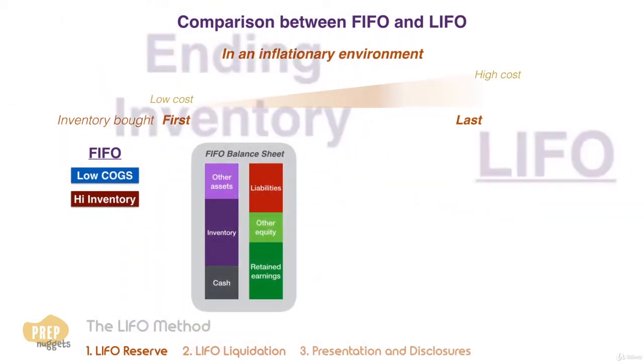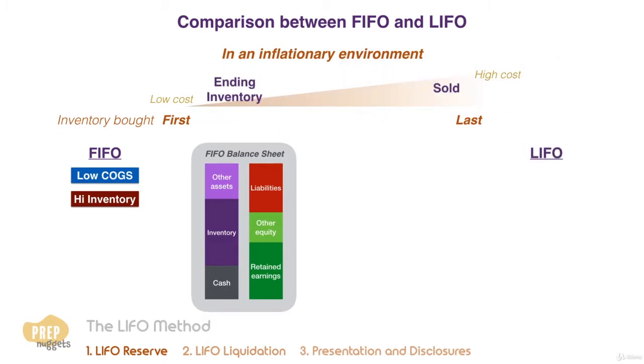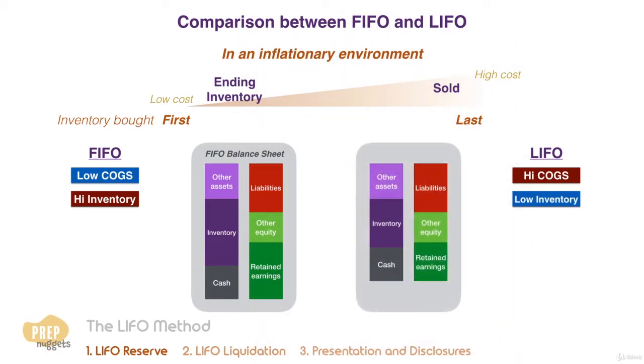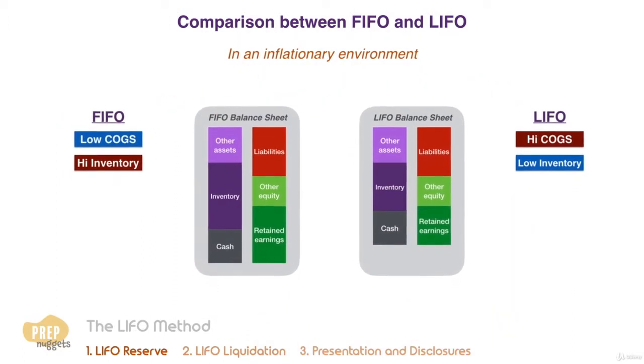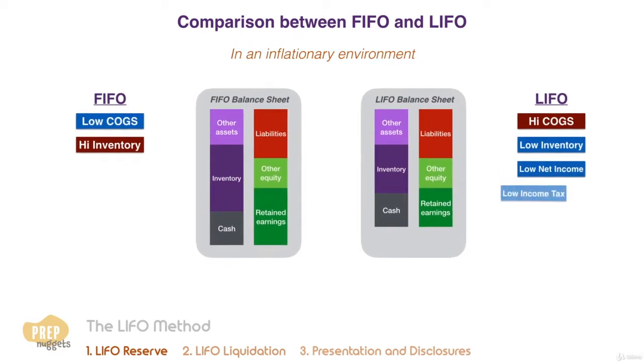Conversely, under LIFO, the goods sold are of higher cost and the ending inventory are of lower cost. Hence, the cost of goods sold in the income statement is higher, while the inventory value on the balance sheet is lower. All this means that the net income and income taxes reported under LIFO is lower than when it is under FIFO.